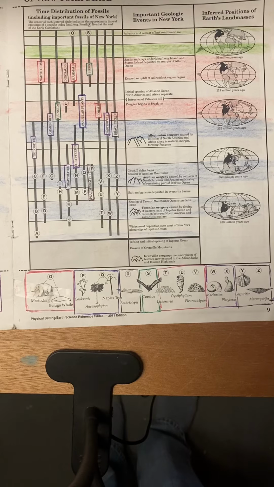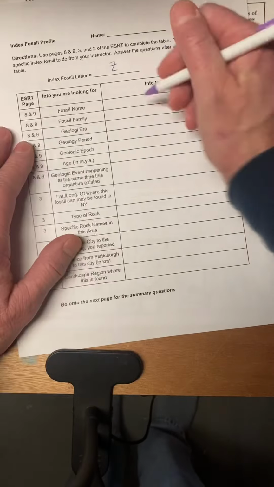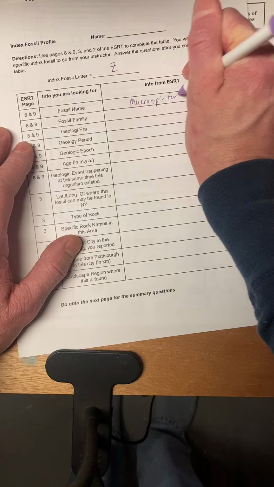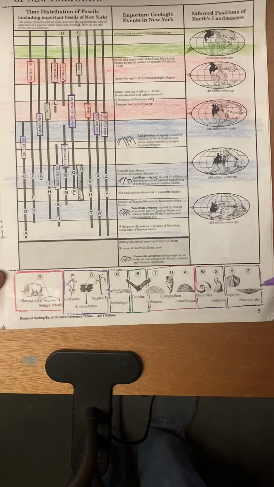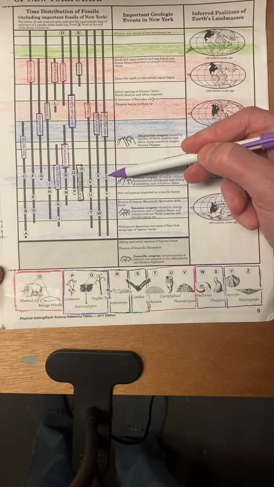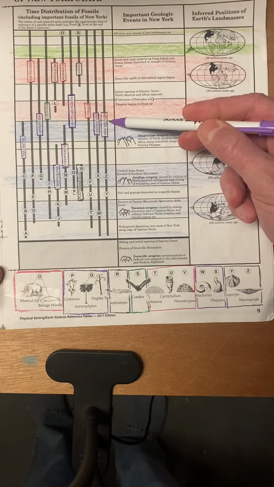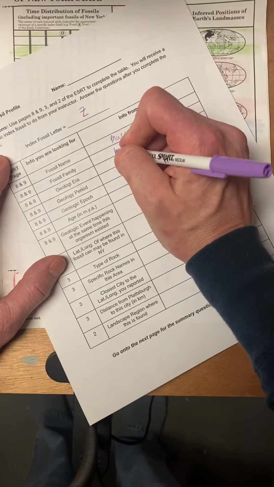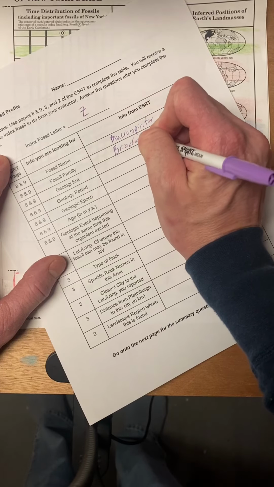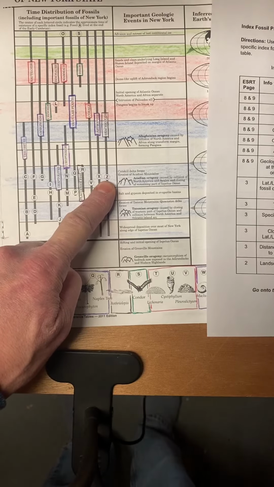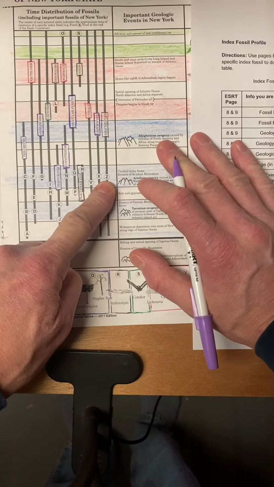And so the name of that index fossil is right here, Mucrospirifer. So for the fossil name, I'm going to write that down. So this is Mucrospirifer. Since that's letter Z, that corresponds to this section here, and I see Z in this column, in this strip, and that's a type of brachiopod. So under family name, I'm going to write brachiopod.